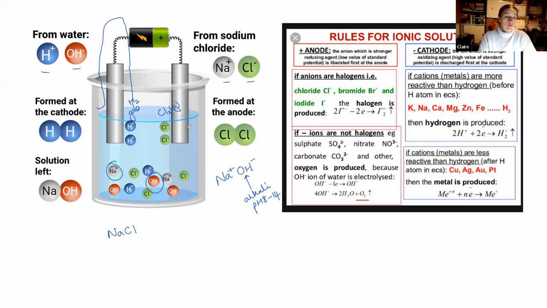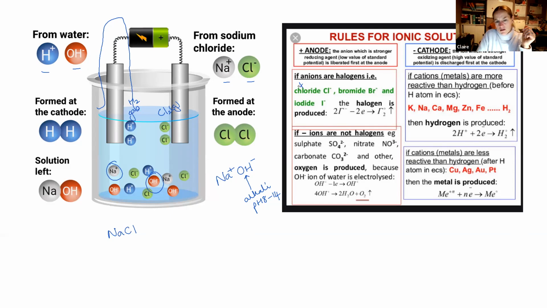So that might also be asked. Not only how do you identify the gases given off, but it might also ask, how do you identify the pH in the remaining electrolyte? So the solution is always called the electrolyte. Now, rules for ionic solutions. So sodium chloride is an example of ionic solutions. And what you've got to do here is think about the anode and the cathode separately. So the anode is positive and it will attract your negative. So that would typically be your halogens, your non-metals.